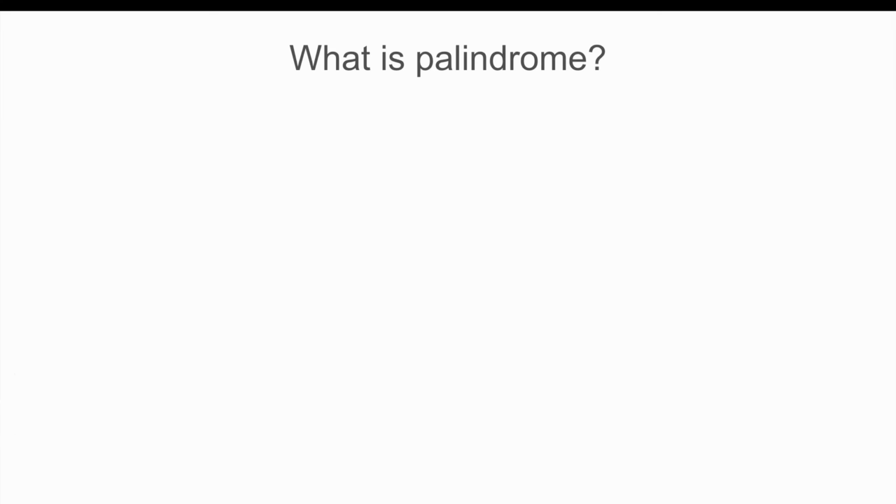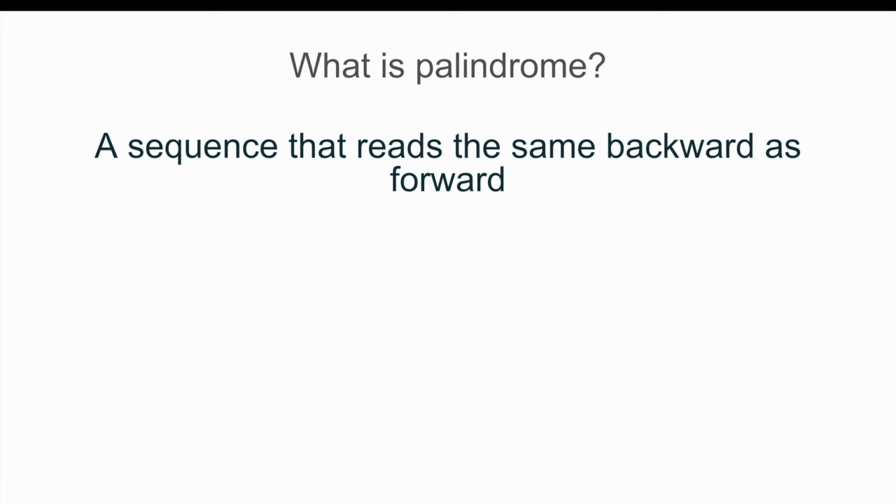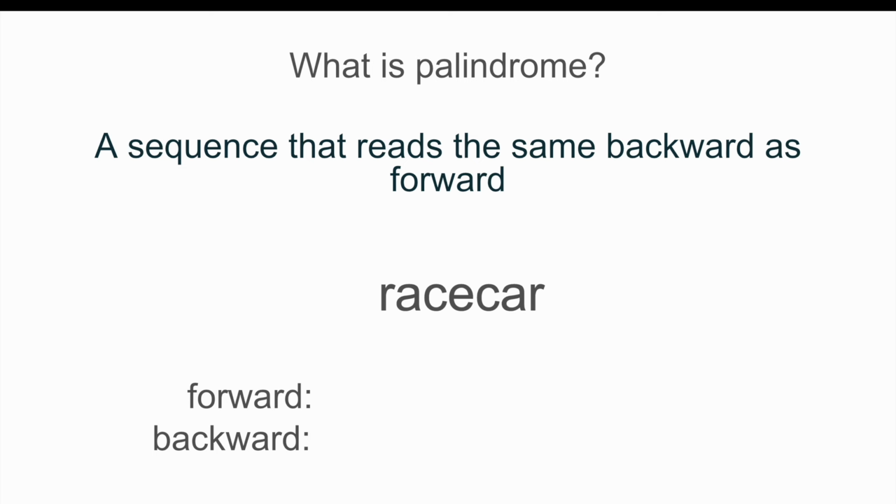What is palindrome? It is a word, a phrase, or sequence that reads the same backward as forward. For example, let's consider this word, racecar. Let's read forward: R-A-C-E-C-A-R, and backward: R-A-C-E-C-A-R. So the forward and the backward are exactly the same, so it is palindrome.